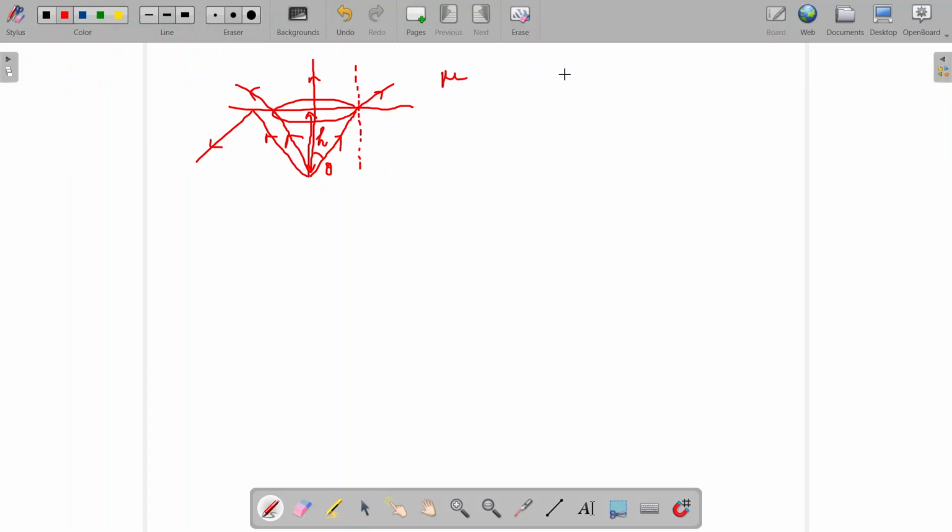It would be very helpful if we know some kind of integrations beforehand. For example, in this cone or in this hemisphere, if we know what is the surface area of this hemisphere in terms of this distance y and the radius of the sphere r, then it would be great. So this area is known to us as 2 pi ry.